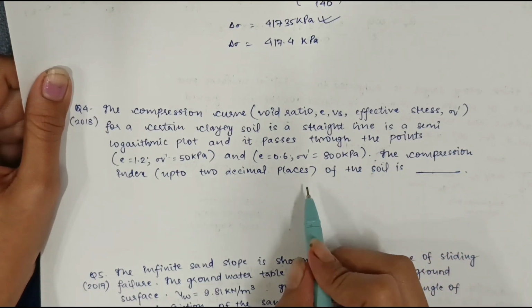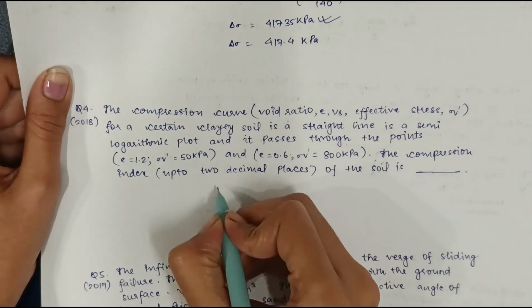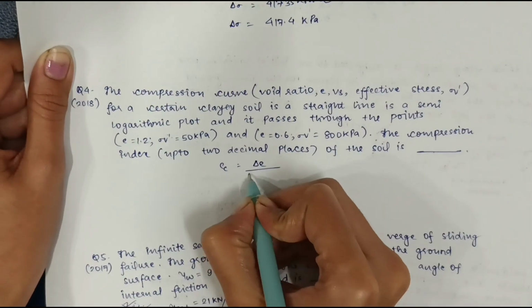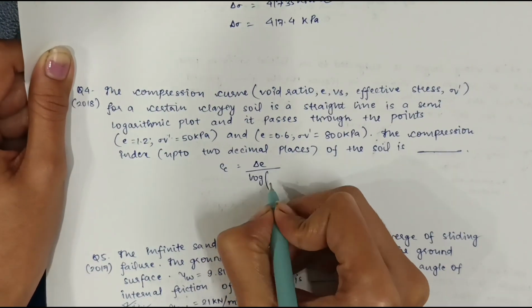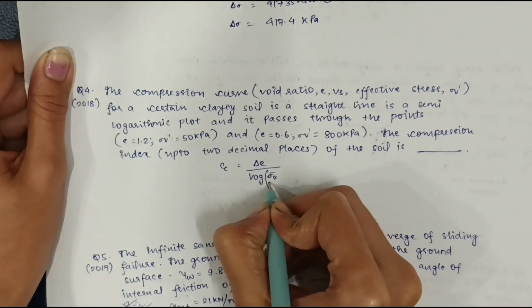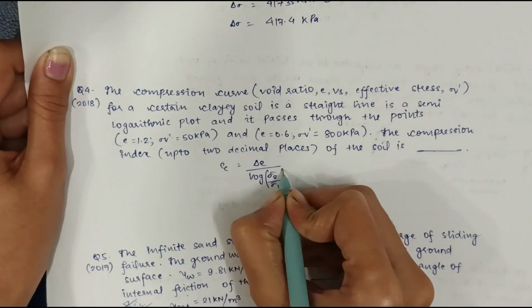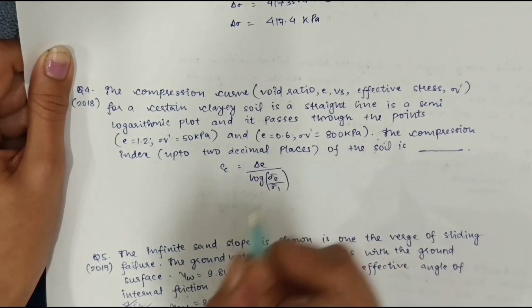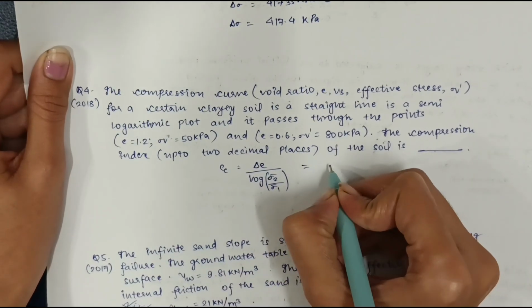So here also we will again use the formula. Compression index Cc equals what? Change in the void ratio divided by log of final stress by initial stress. Okay, what is final stress? Initial stress plus change in stress. The final stress is given to us as 800, so we will directly take the value.